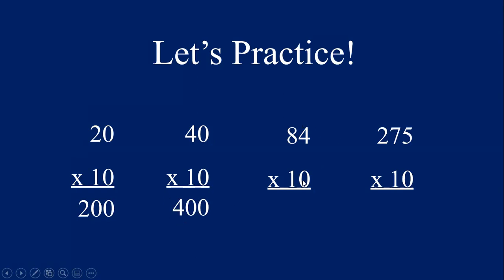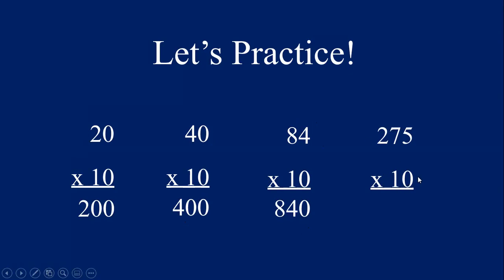How about 84 times 10? Don't let this number throw you off. All you have to do is take this 0 from the 10, put it behind the 4, and the answer is 840. Super simple. How about 275 times 10?